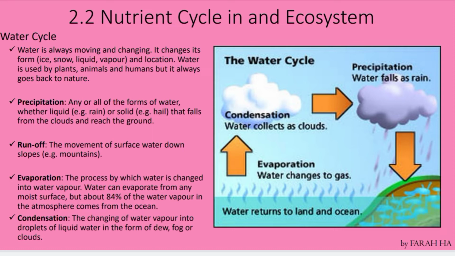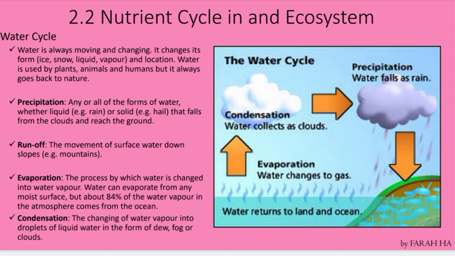So what is precipitation? Any form of water, whether liquid or solid, that falls from the cloud and reaches the ground. Okay, that is the precipitation process. So look at the diagram, which is the precipitation. Water falls as rain to the ground, whether upper ground or lower ground.